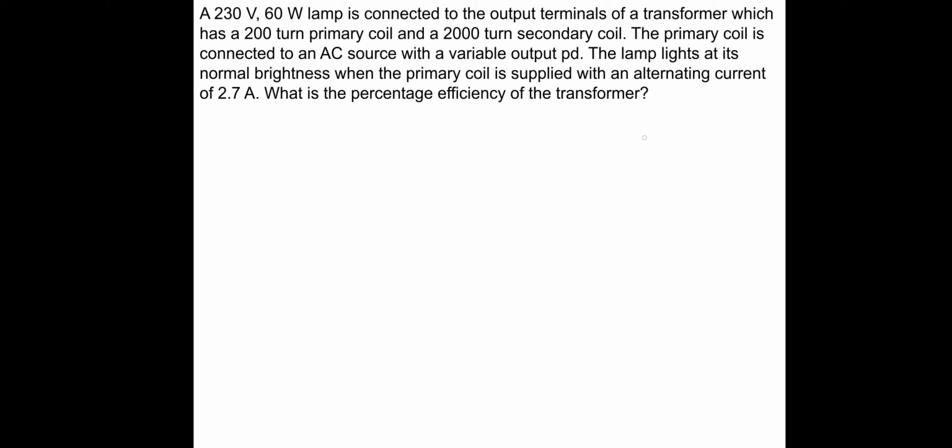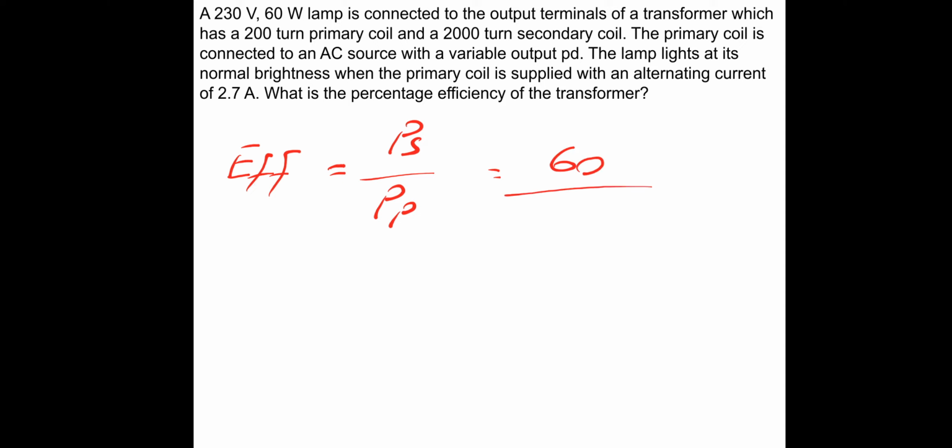If we start with that, the efficiency that we're looking for is the output power, or the power on the secondary, divided by the power on the primary coil. The power on the secondary we already know, which is 60 watts, divided by the power on the primary, which is current on the primary multiplied by voltage on the primary. We know the primary current is 2.7 amps, so we need the primary voltage. As soon as we get the primary voltage, we can finish this question.